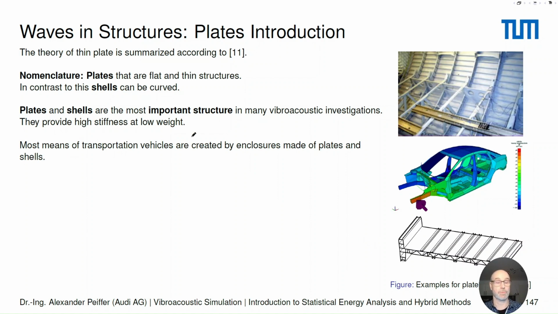Most means of transportation vehicles are created by such enclosures which are made out of plates and shells. So you see here in the figures, this is a fuselage, which is definitely a shell structure and some plates in between. The same is true for a car body structure, and also in trains where we very often use extruded profiles. You have something which is a system of several connected plates.